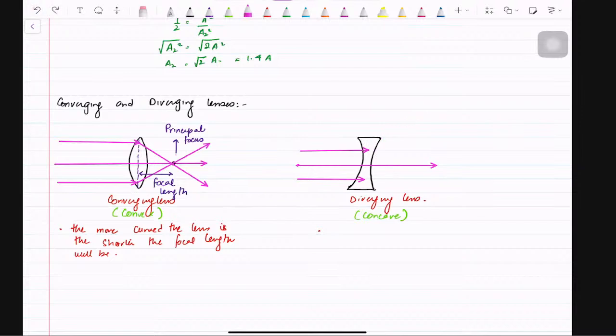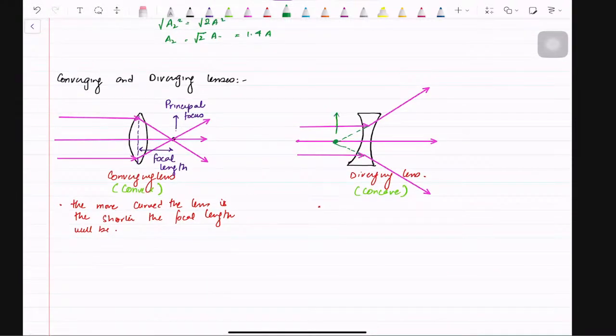Oh my goodness. Like that. And obviously, when you look at them, like you extrapolate their origin, you'd see they're meeting at a single point behind the lens. And now this would be the principal focus, and from the center of the lens, this is going to be the focal length. Okay. Yes. So it's basically on that side.